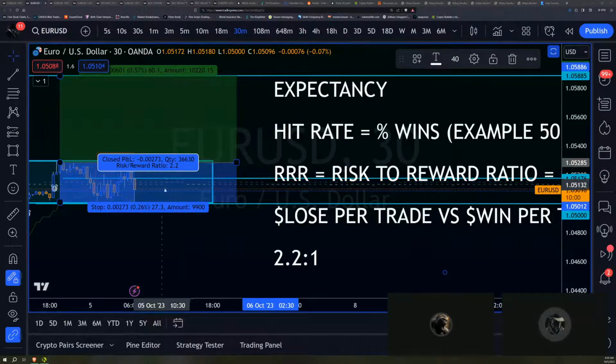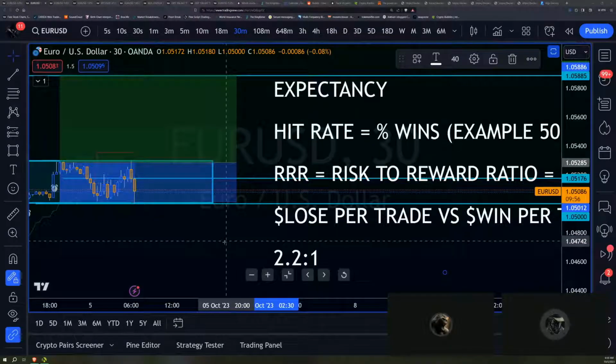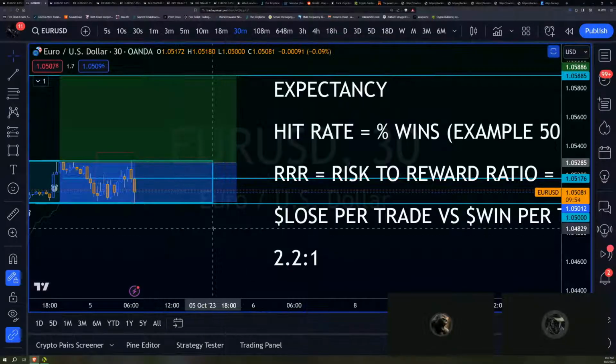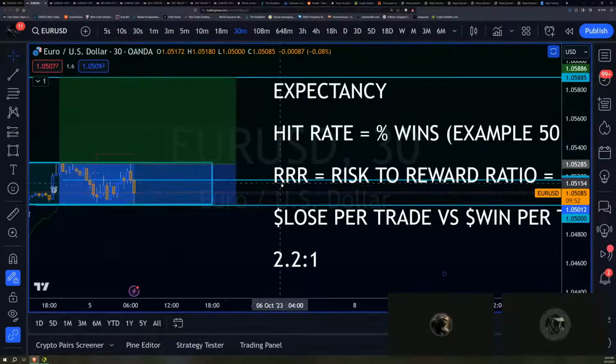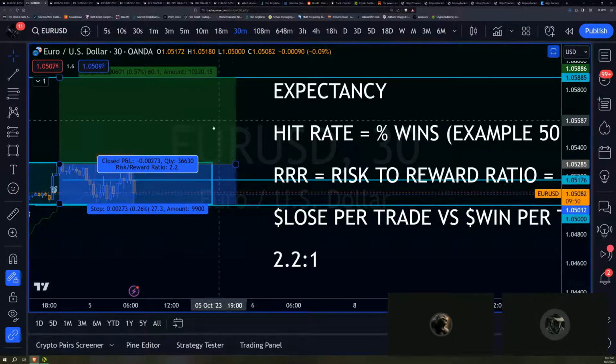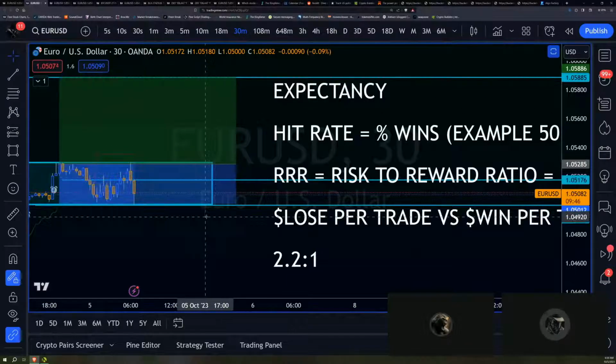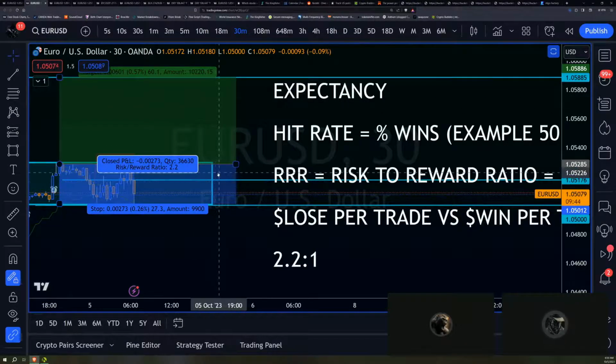Now, TradingView is going to have this as red because most people look at red as a loss, and that's fine. I don't psychologically think it's a good idea to use red. That's just my own thing. I use blue, but the blue is smaller than the green, much smaller. The green is 2.2 times the size of the blue. That means that if I lose $100, but if I win, I'm making $220.